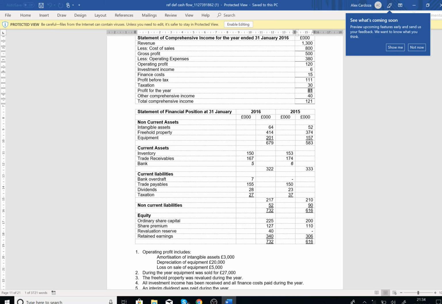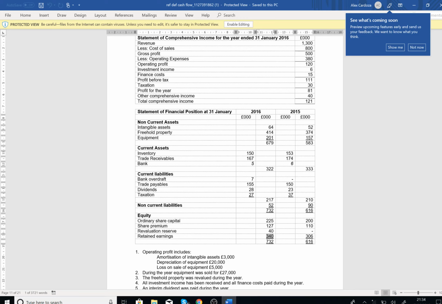It's not. So 306 plus 81 is 387. Your retained earnings are 340. So you minus 340 from that, and you get 47. So that's the dividends you actually paid.